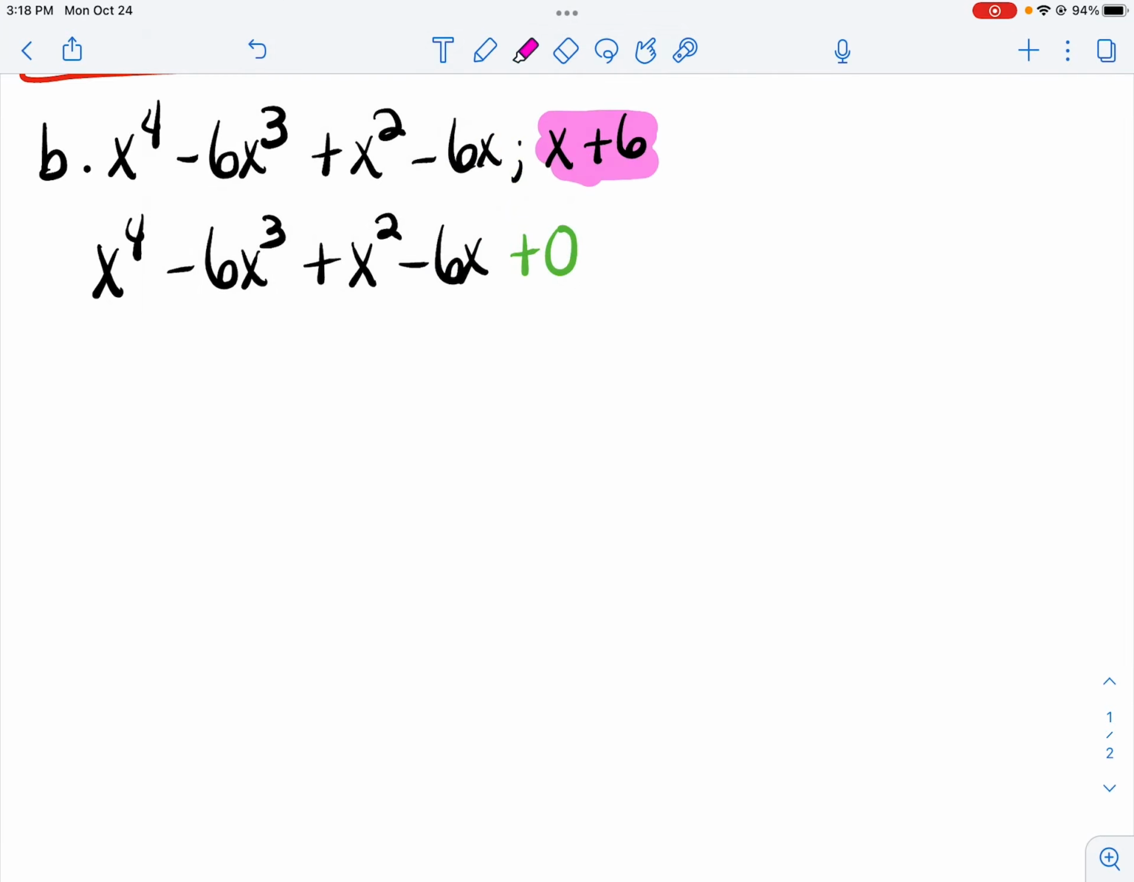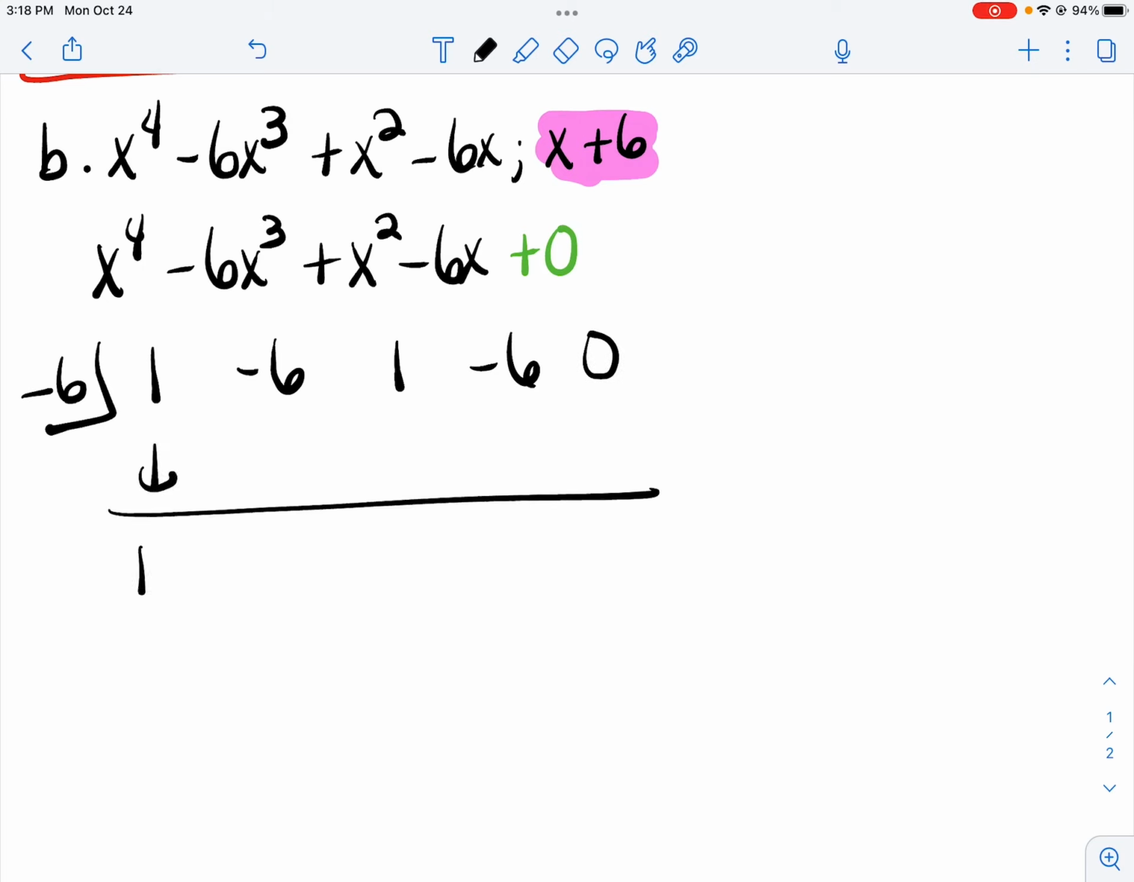Once again, because I have x plus a number or x minus a number, I put the opposite of that number in the box. So here I put negative 6. List your coefficients and bring down the 1.